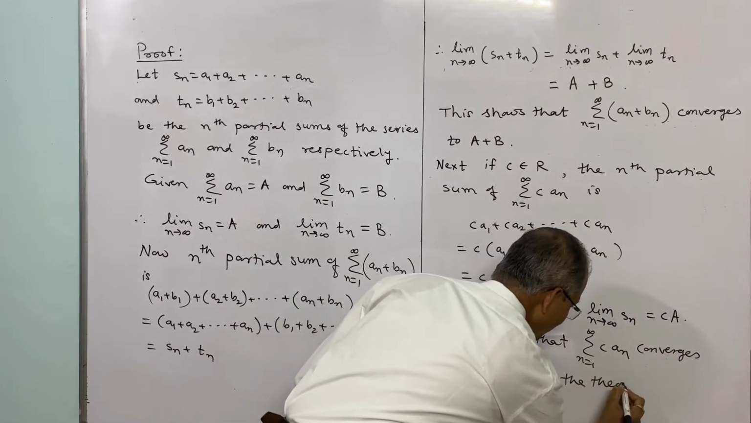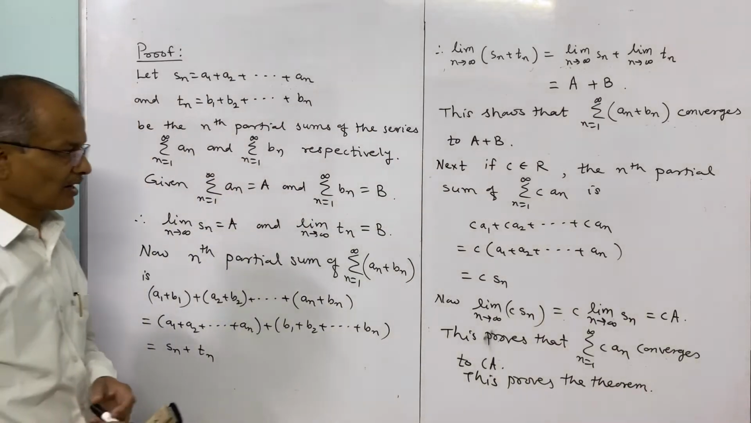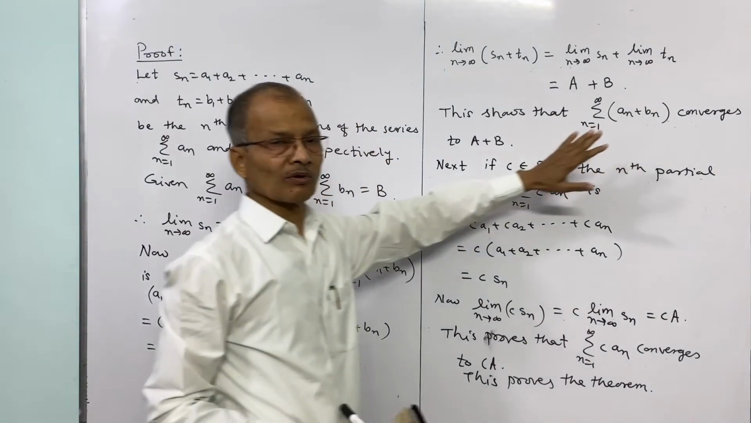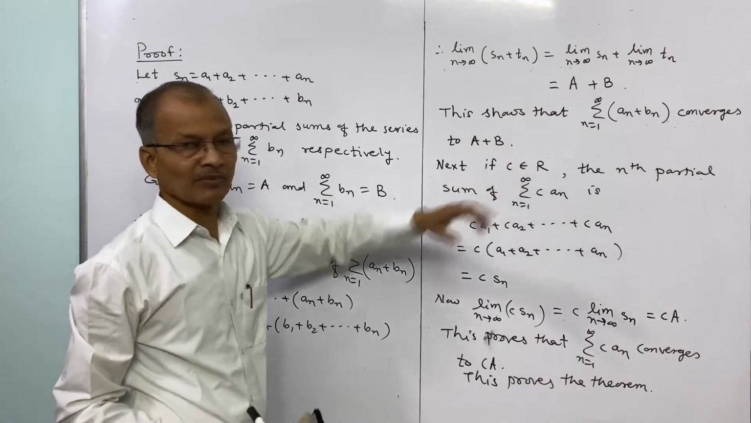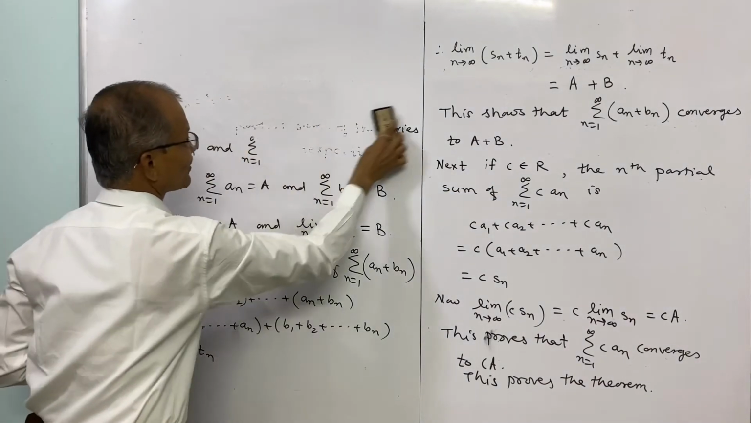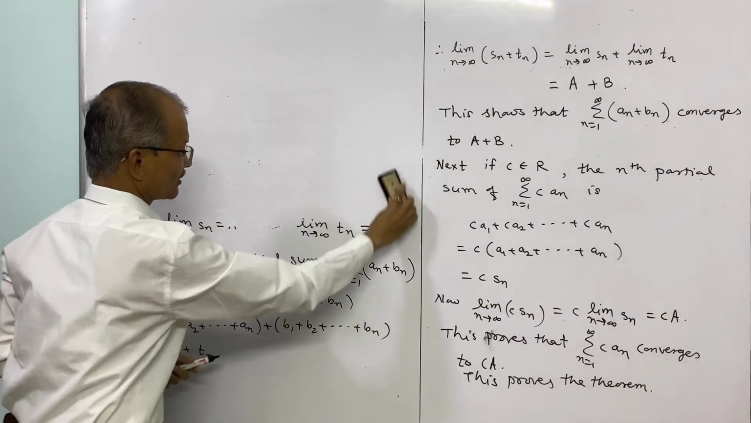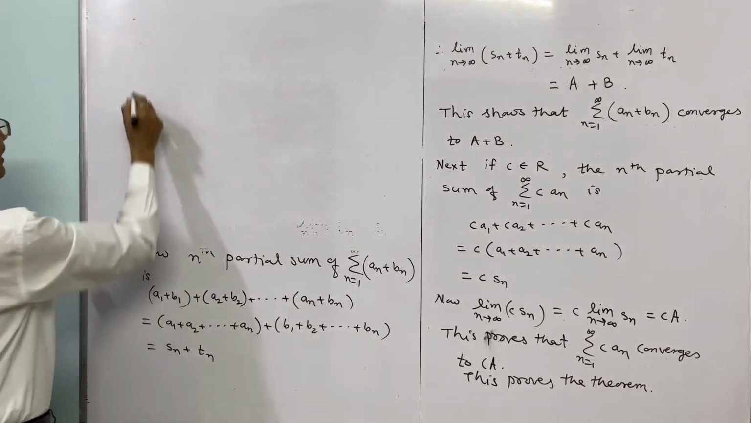So here we have proved that if two series sigma an and bn are convergent, then sigma an plus bn also converges to the respective sum A plus B. Now a consequence of this is that for the difference it is also true for convergent series, which we will write as a remark.